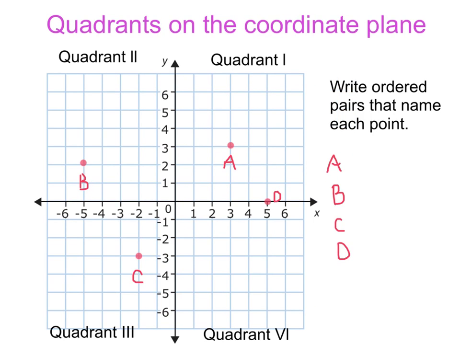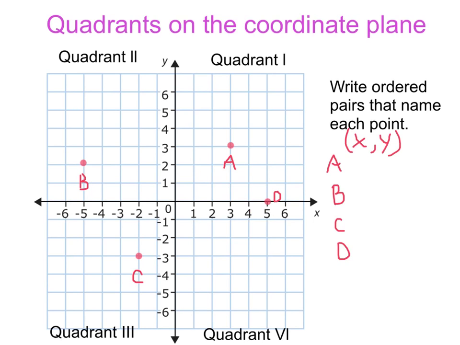Just a little review. Remember, if you're asked to write an ordered pair that names a point, let's do point D, because that's the point that most people would make a mistake on out of these. Remember that when you are writing the ordered pairs, you always go in alphabetical order, X, Y, and they have to be in parentheses with a comma in between them.